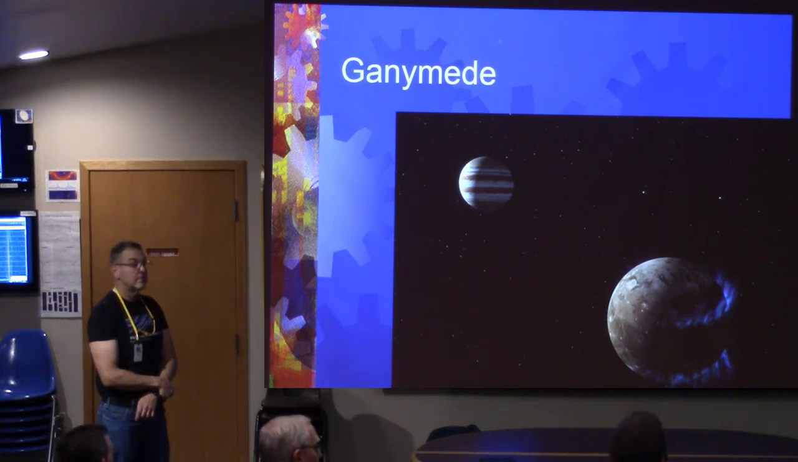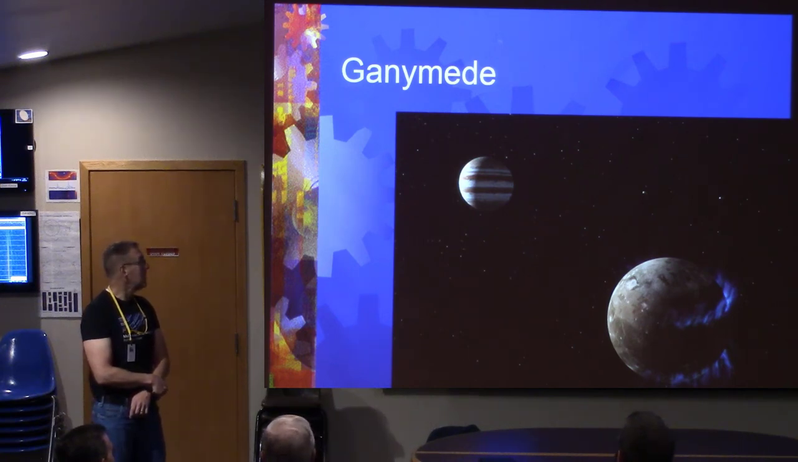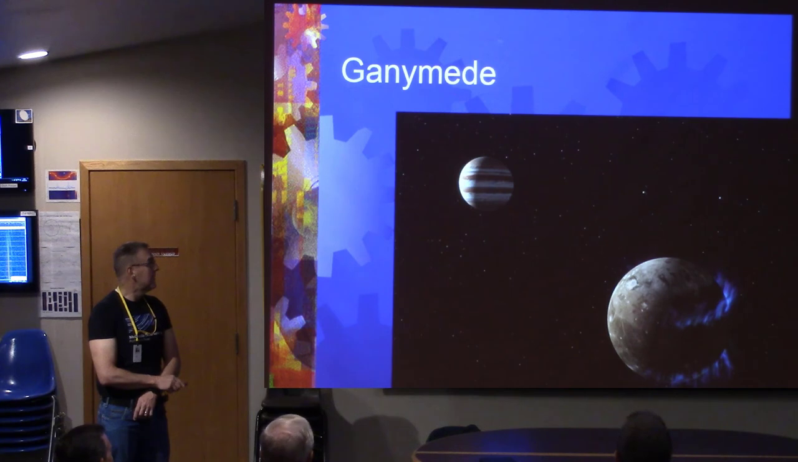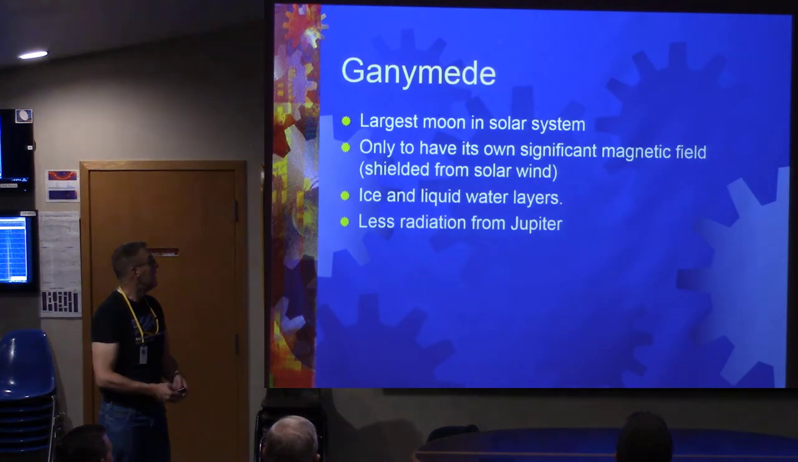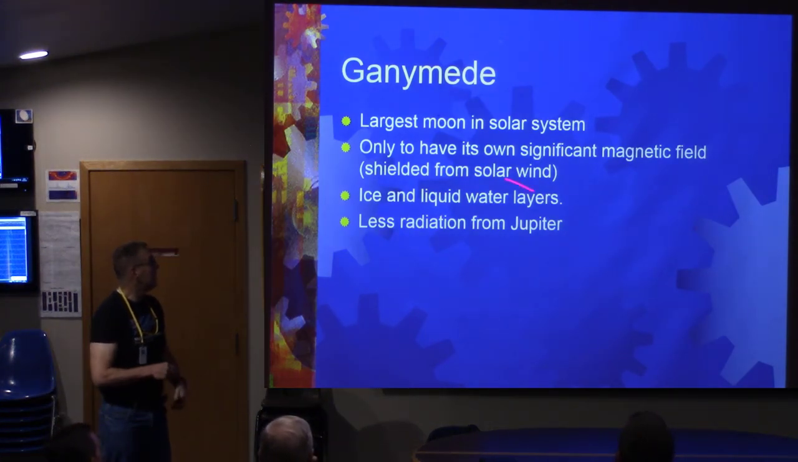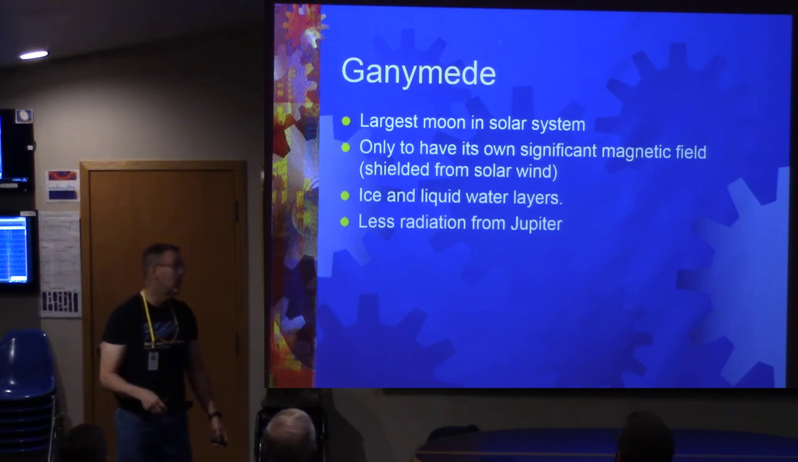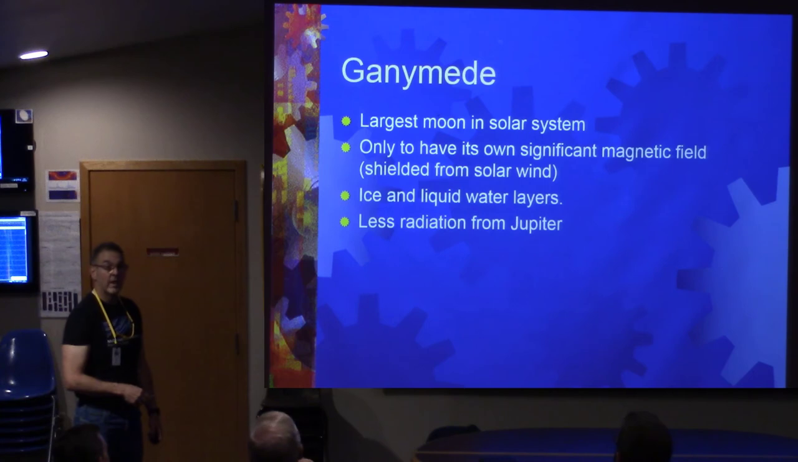The other moons are further out, right? And they're inside of Jupiter's magnetosphere. Correct. And the further out you get, you're not in that super nasty inner belt. Like Ganymede. So Ganymede here has its own magnetic field, enough that it actually has aurora. So that's pictured there. Largest moon in the solar system. It's the only one to have its own significant magnetic field that's shielded from the solar wind. There's ice and liquid water layers, and a lot less radiation from Jupiter. So a little more quieter environment, probably a good place to check.